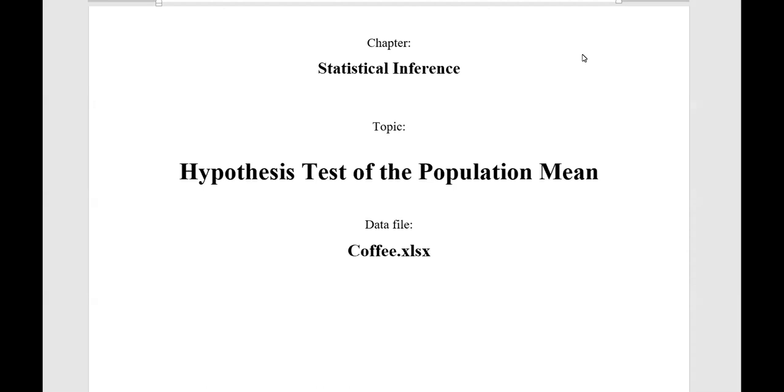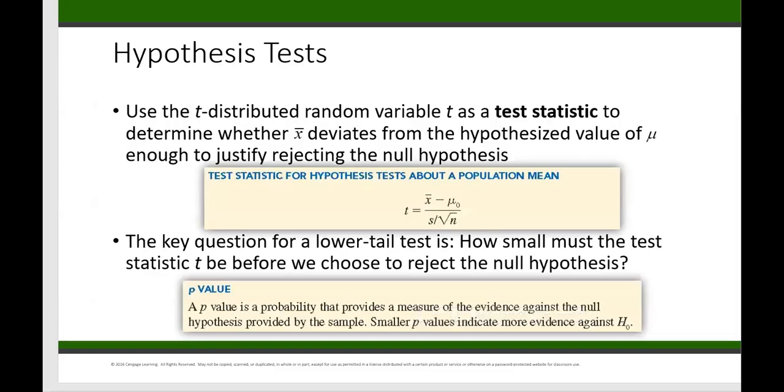In this video, we're going to see how to perform a hypothesis test for the population mean, mu, and we're going to use data file coffee. But before opening the data file, I'd like to just look at the test statistic for hypothesis tests when we're dealing with population mean or mu.